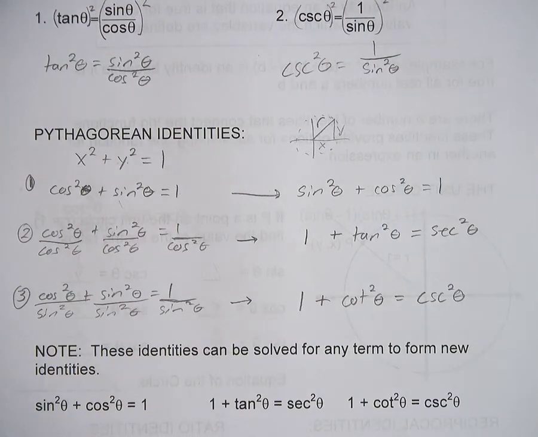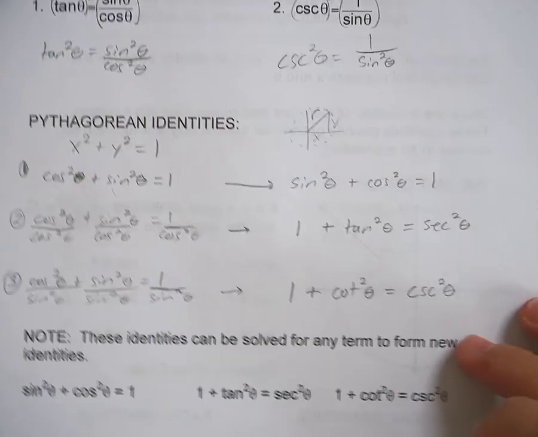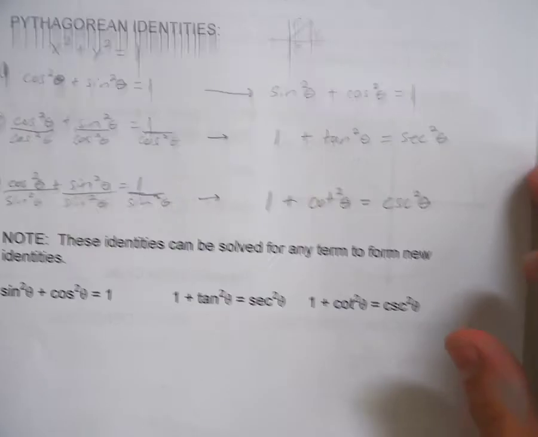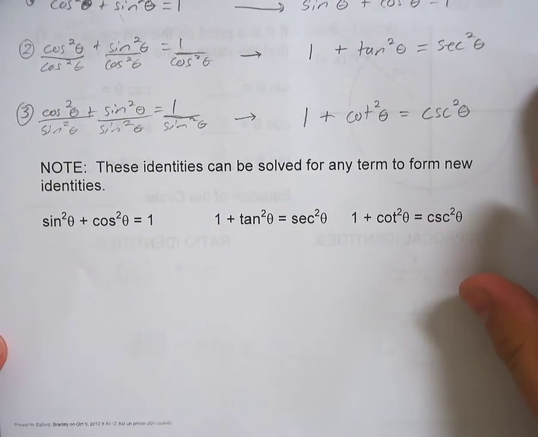So those are called your Pythagorean identities. Good old Pythagoras. Started with squares, then it got adapted for triangles, and now it's adapted for circles. That's just insane how that works. All right. Let's scooch you down a little bit.